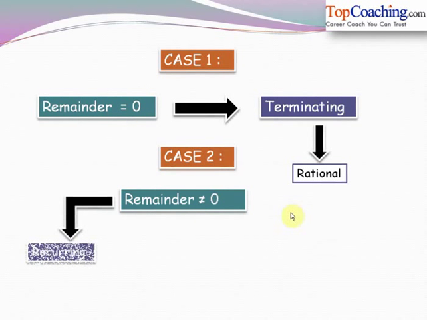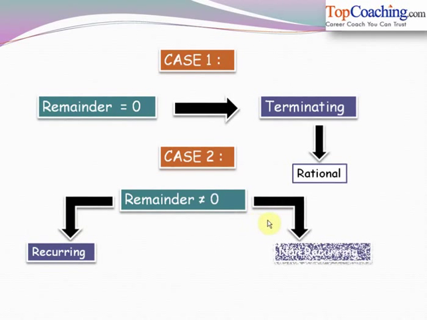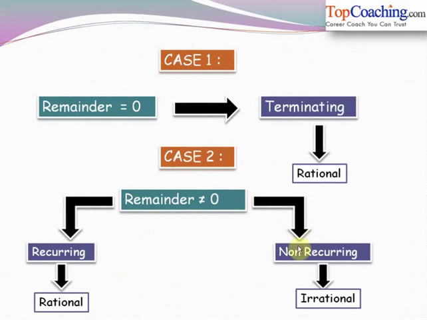Now again there are two cases. The first is it's a recurring decimal, and the second is it's a non-recurring decimal. Whenever it's a recurring decimal, it is a rational number, and when it's a non-recurring decimal, then it's an irrational number. So earlier also we have seen this flow chart that whenever the remainder is 0, then it's a terminating decimal, and all the terminating decimals are rational numbers. Second case would be remainder is not equal to 0. So we do not get a remainder equal to 0 at any stage of division.